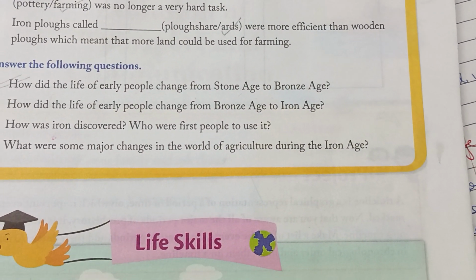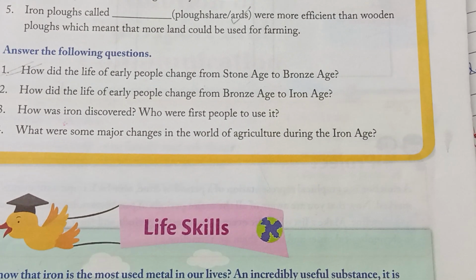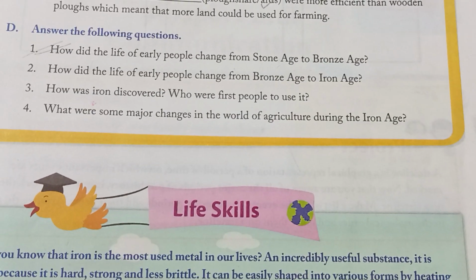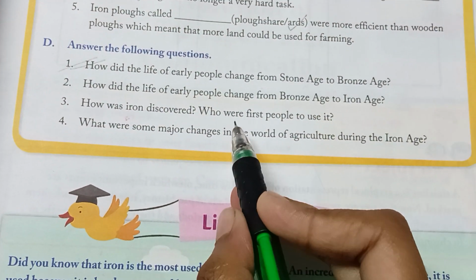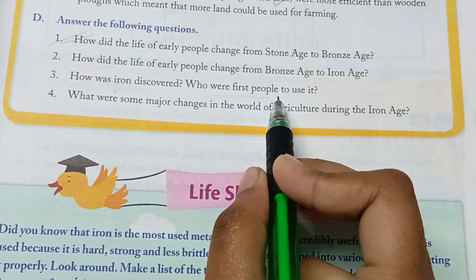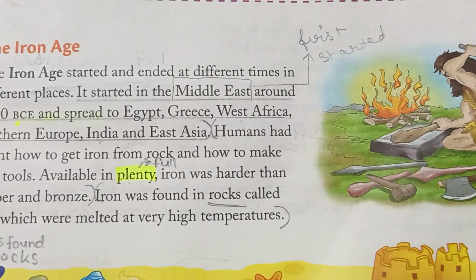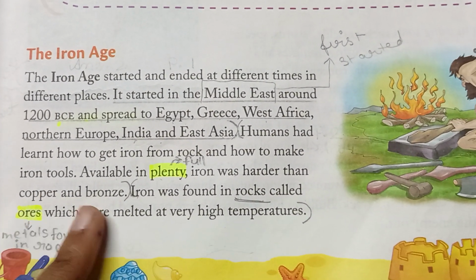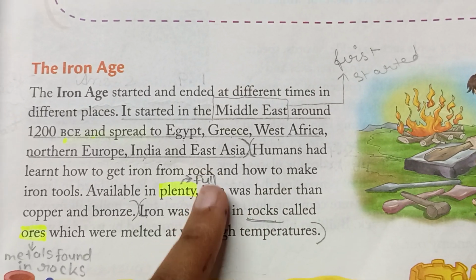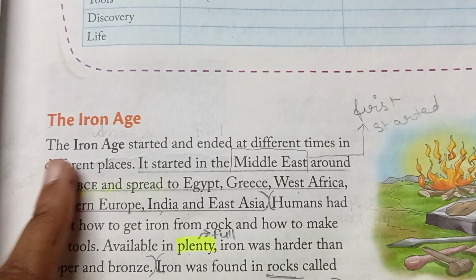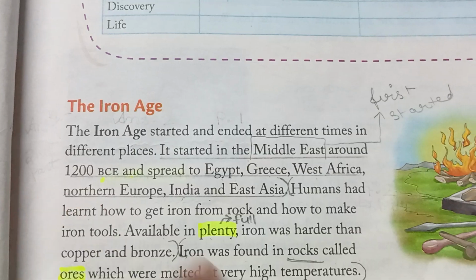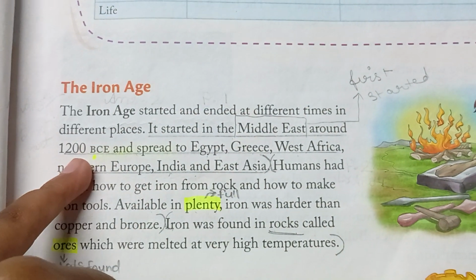Third question. How was iron discovered? Who were the first people to use it? This answer I told you. The people of the Middle East were the first to use it. And how was iron discovered? It is given here, this part. Middle East people were the first to use it around 1200 BC.